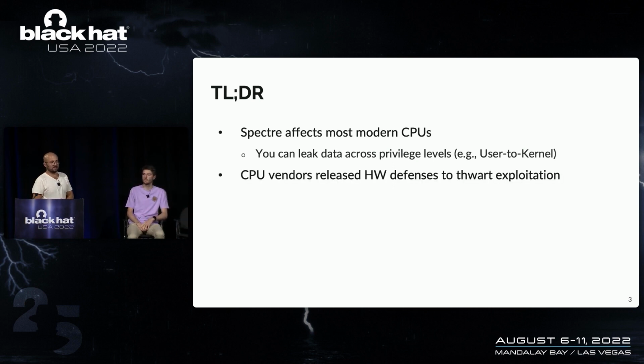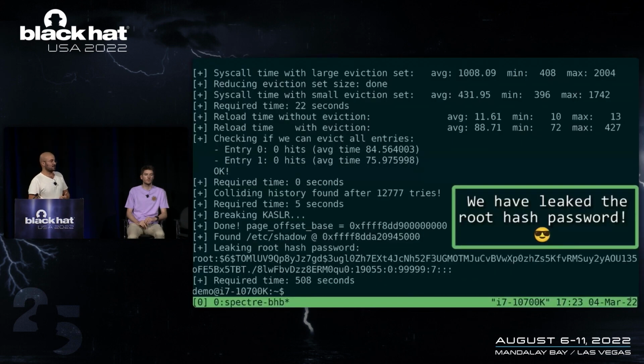So what CPU vendors did when this vulnerability was discovered was to release all sorts of software and hardware defenses. And for the purpose of this work, we've mostly focused on the defenses trying to thwart these kinds of cross-privilege exploits. And the question we asked ourselves was, do these mitigations actually work? And little spoiler, no, they don't quite work as intended, but we're going to get there in a bit.